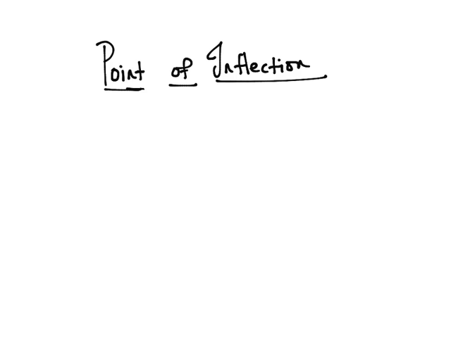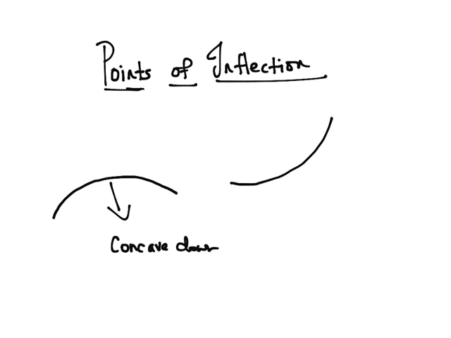Hello students, in this video we're going to learn more about points of inflection. Now there are two types of points of inflection, in fact, stationary and non-stationary. But before that, I hope you know concave down and concave up. If it looks like this, this part is concave down. If the curve is like this, this part is concave up. Concave down and concave up.